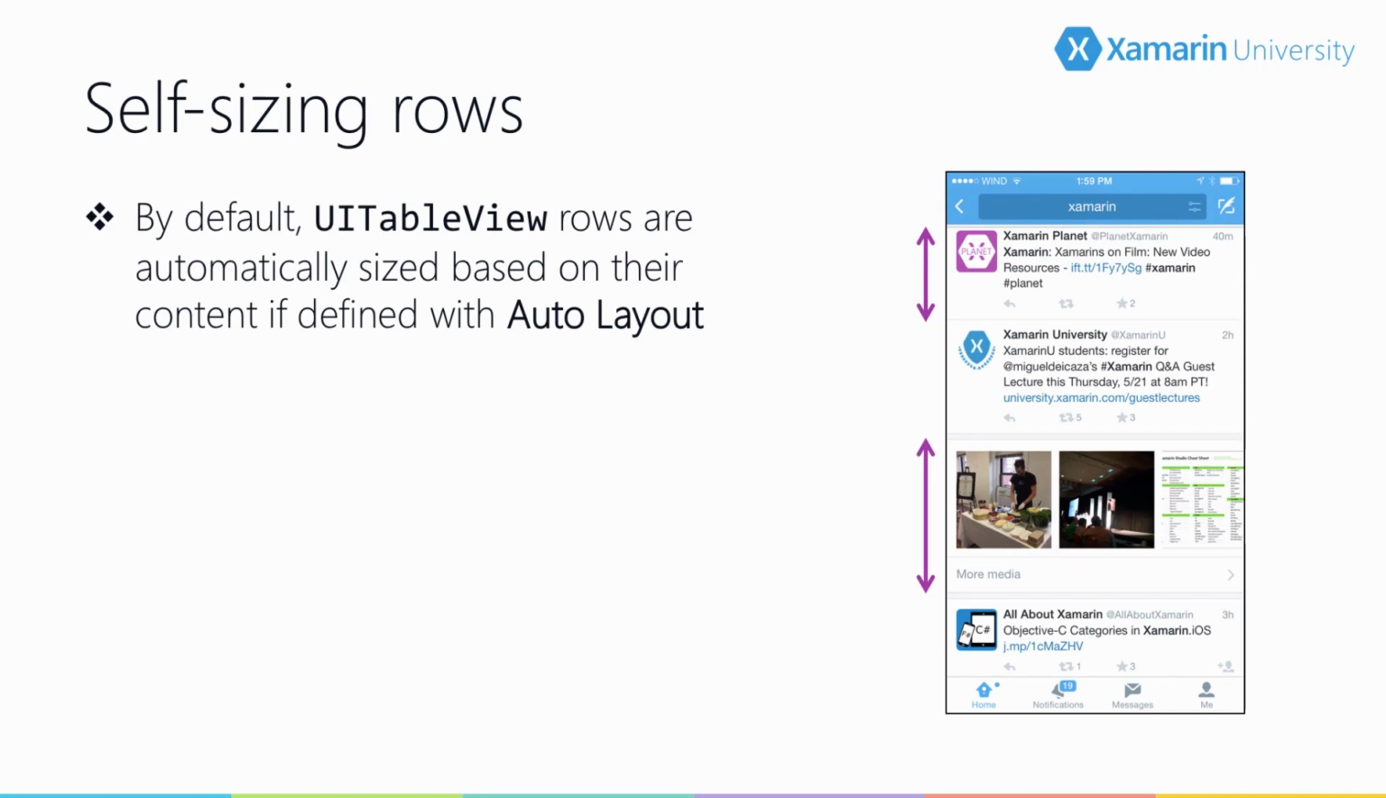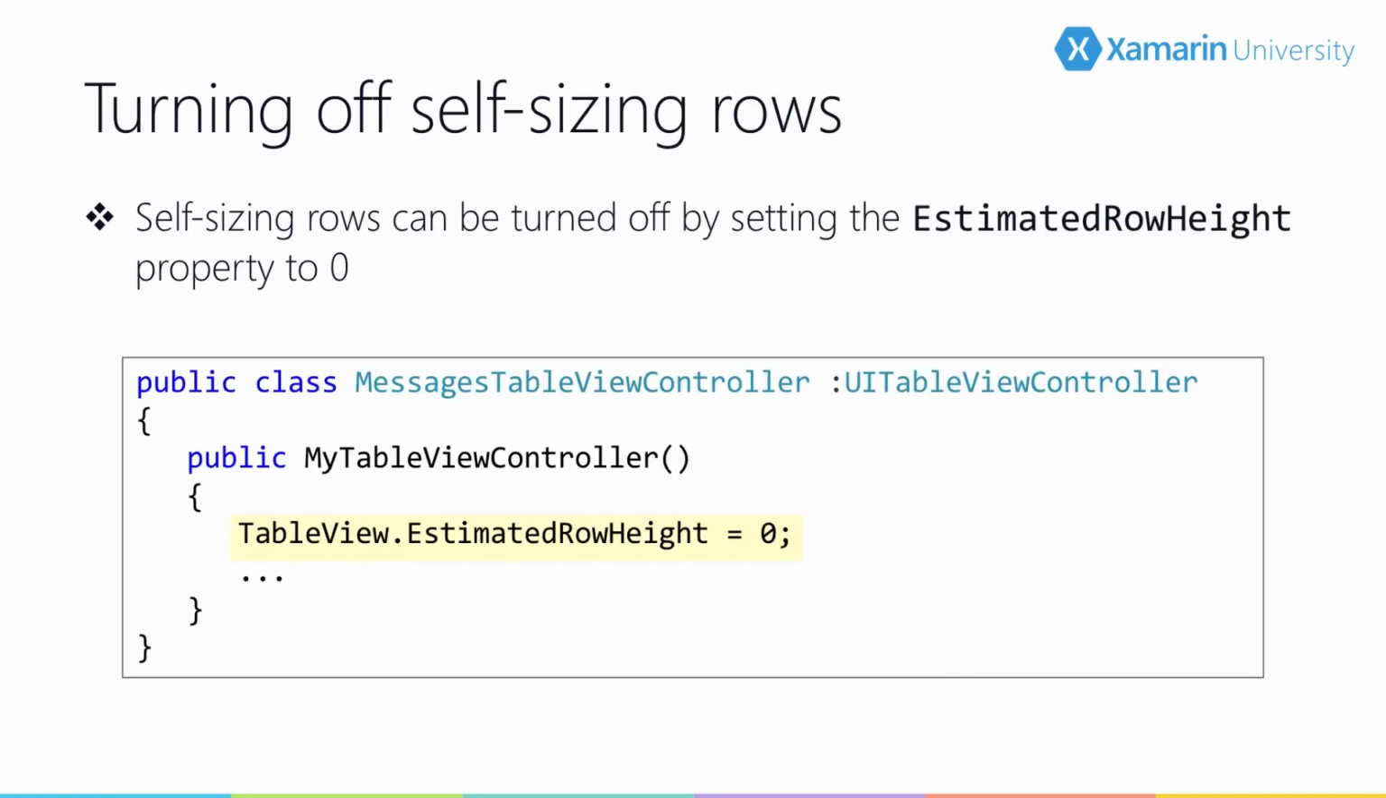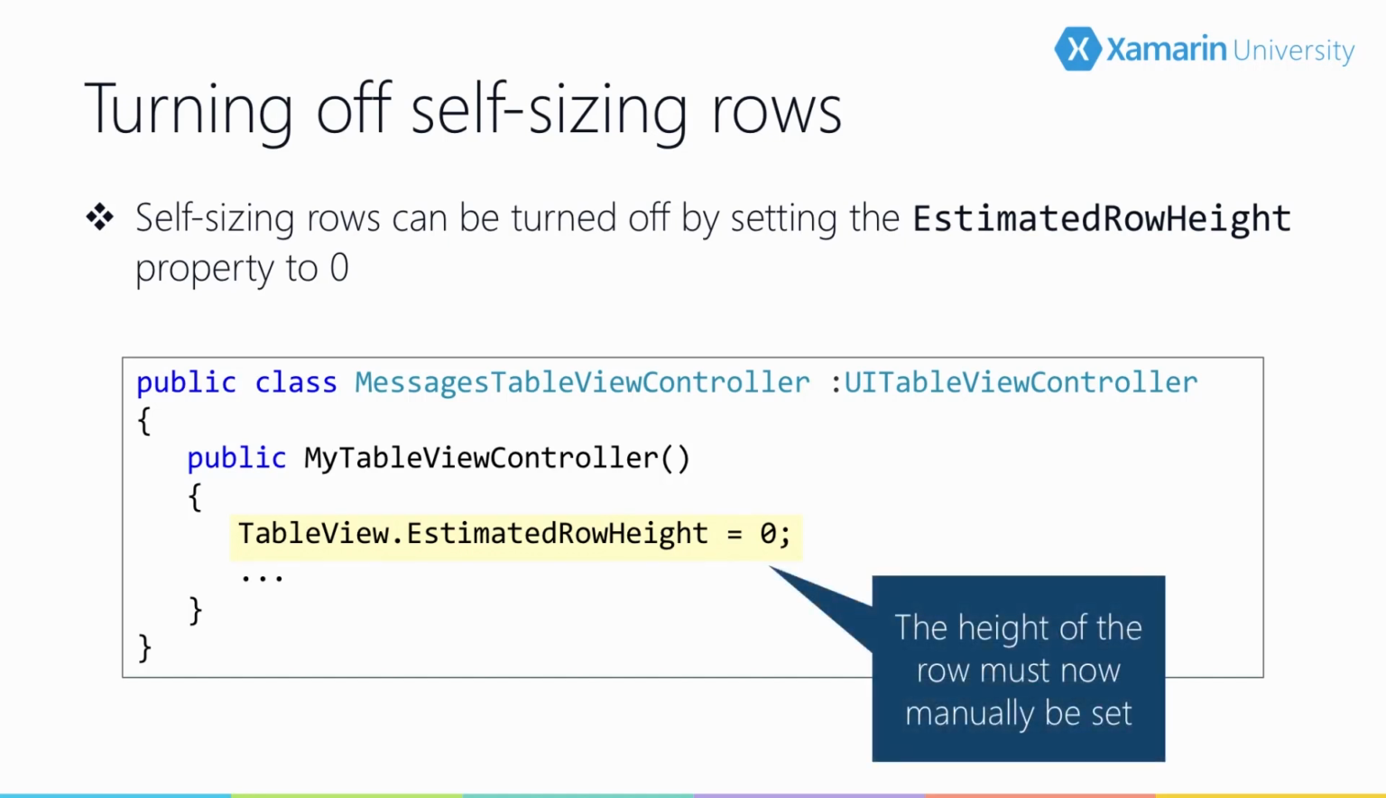In iOS 11, TableView rows default to self-sizing rows. If the row content is defined using auto layout, the system can automatically determine how much space is required. If you'd like to opt out of automatic row sizing, you simply set the estimated row height property to 0. If you do that, you must now manually set the row height.